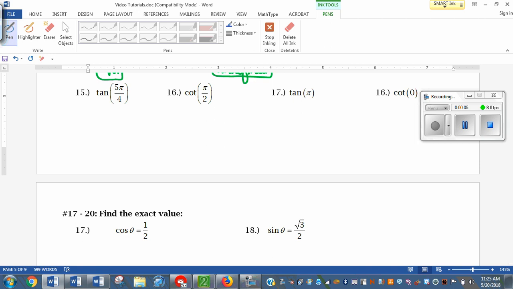Alright, so the last four on the bottom of your homework on the front page. Again, tangent, we're referring to y over x. Cotangent then is just the reciprocal. So these are y over x, and then cotangent will be x over y. And again, they're looking for the exact value. So you want to find 5 pi over 4 on your unit circle.